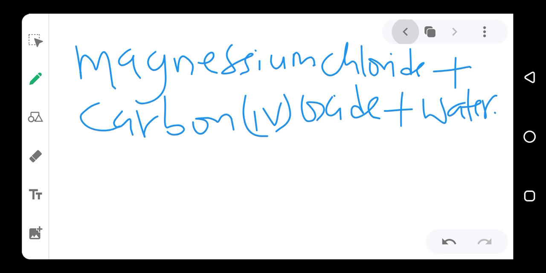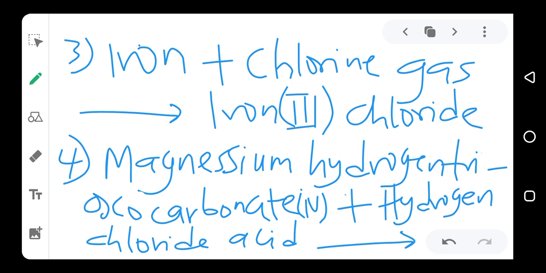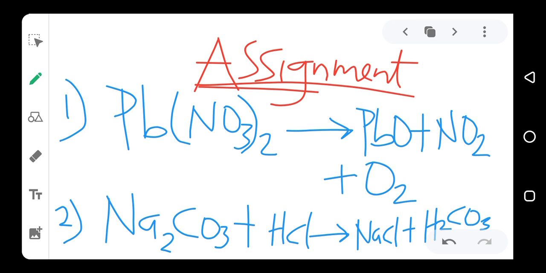Okay, so in question number 1, we have this PbNO3 to give PbO plus NO2. Number 2, we have Na2CO3 plus HCl to give NaCl plus H2CO3.